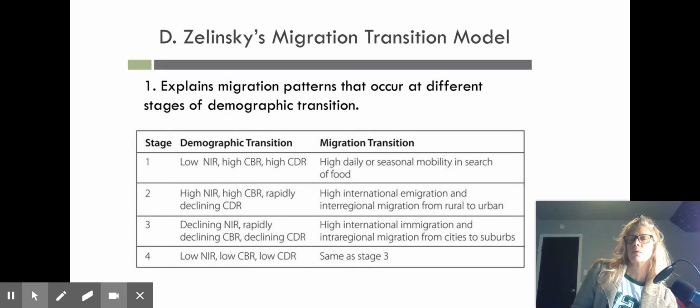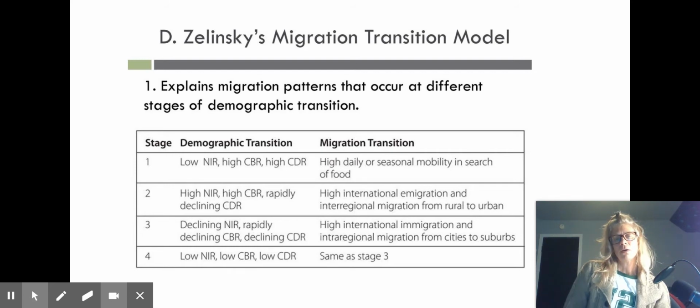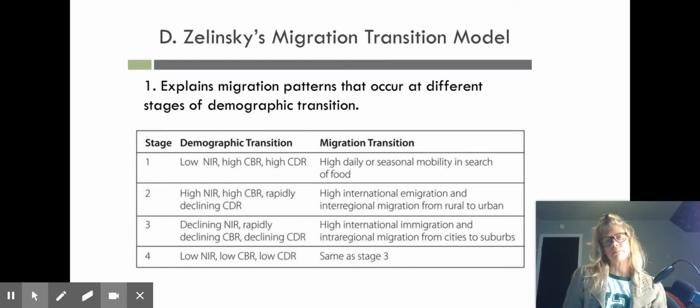So in stage 1, remember you have that high CBR and high CDR, right? And what people are generally dying of is famine and disease. So what's happening in that migration transition is you have people moving in search of food. Okay, so they're going to be nomadic.